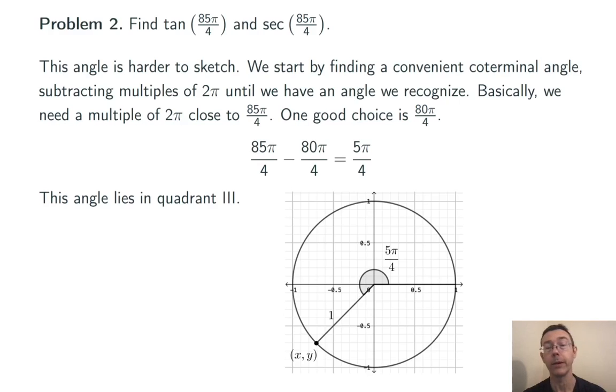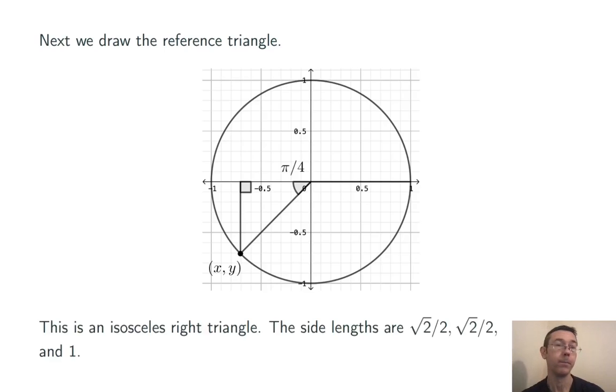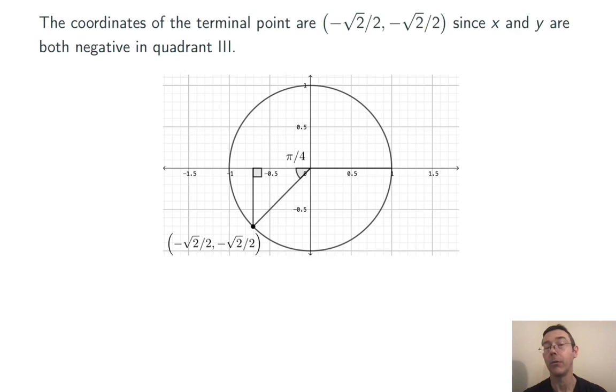It's in quadrant 3. Once again, we want to draw the reference triangle. So in this case, we get an isosceles right triangle. The reference angle is pi over 4, so we've got a 45, 45, 90 right triangle. The side lengths of that triangle have to be root 2 over 2, root 2 over 2, and 1. We're in quadrant 3 this time, so both the x and y coordinates have to be negative. So the coordinates of that point are negative root 2 over 2, comma negative root 2 over 2.